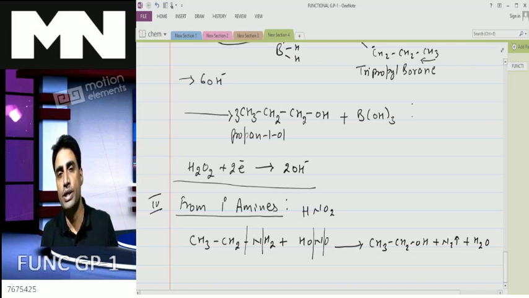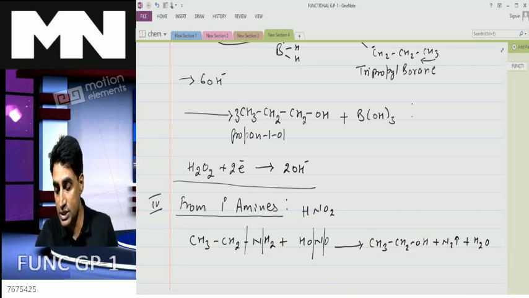And after that, we did preparation from primary amines. Primary amines on reaction with nitrous acid give us alcohols. So this is all about today's class. In the next class, we'll be doing preparation of phenols.